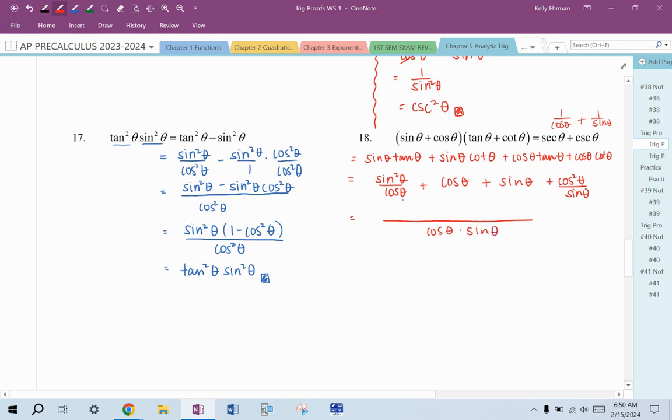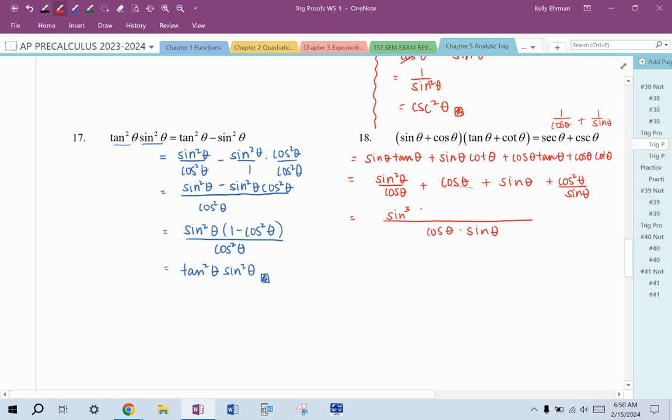I'm hesitating because I'm thinking, wow, this is getting kind of long, so I might have to reevaluate how I started. Maybe I picked a long way to do this, or maybe I made a mistake somewhere. I don't know. Let's just see what happens if we get a common denominator, and I'll decide if I have to go back to the drawing board or not.